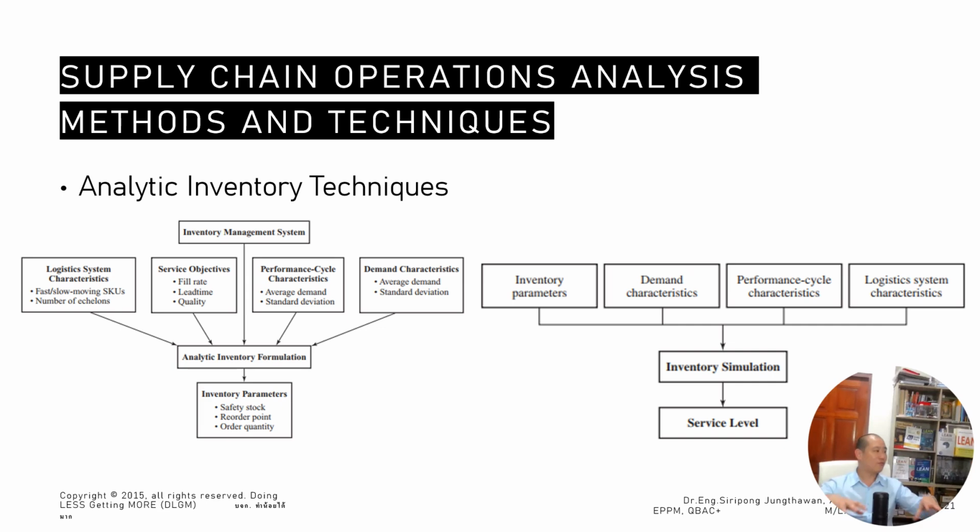And this part links to analytics inventory formulation, and then you design inventory parameters or design inventory policy for safety stock or SS, and also for reorder point, ROP, and the last for order quantity, that links to EOQ and EPQ also. And then when you know this, you have to design inventory parameters for demand characteristics and performance cycle characteristic, and also logistics system characteristic, that link together to inventory simulation and service level.